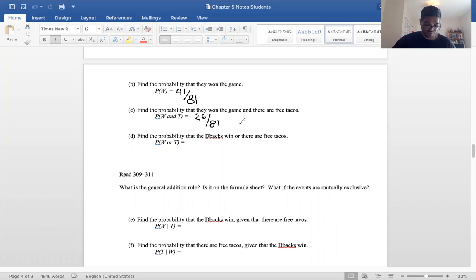And now the next one, what's the probability that the Diamondbacks win or there are free tacos? Okay, so here we have 41 wins, plus they gave away 4 additional tacos when they didn't win. So you have 41 plus 4, which is 45 out of our total number of games at home, which was 81. I can write down over here 41 equals wins, 4 equals no win, but gave taco. And so we're just adding those two together.